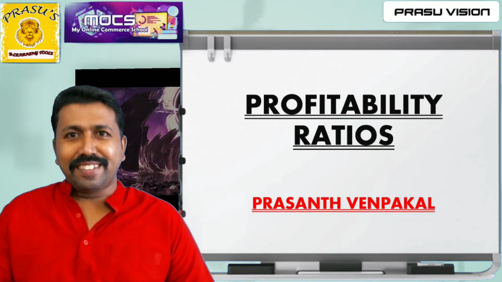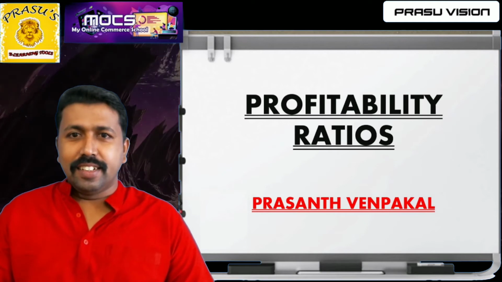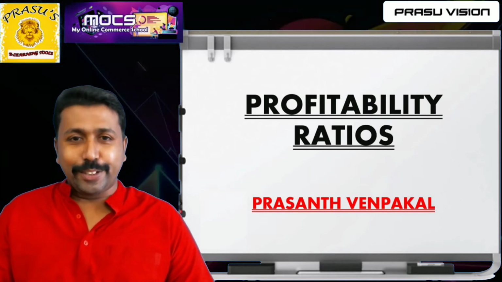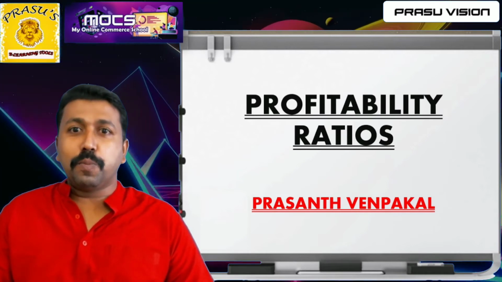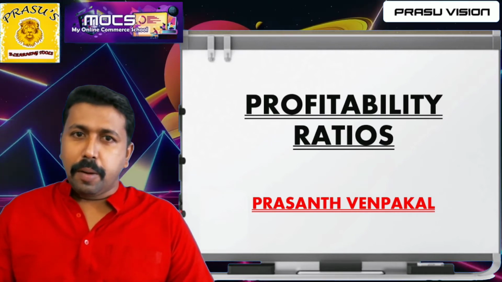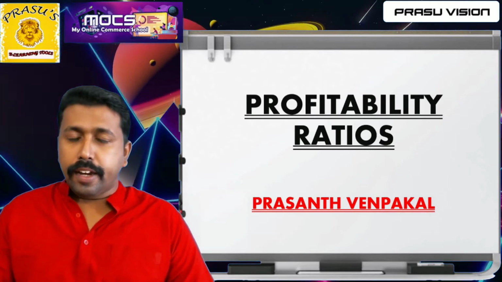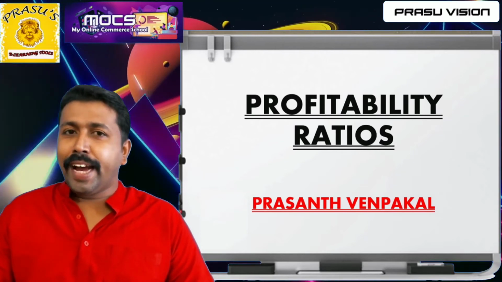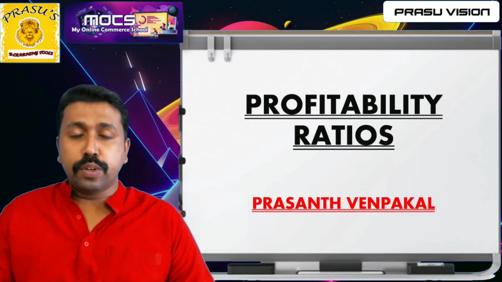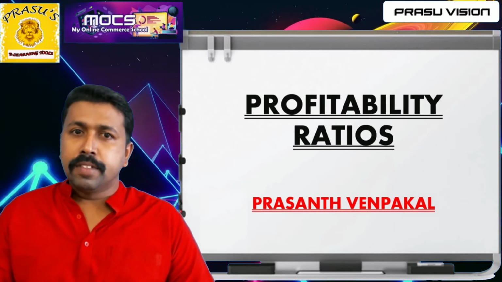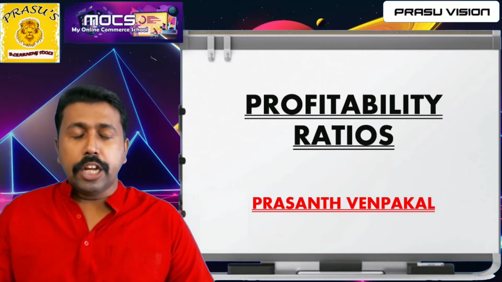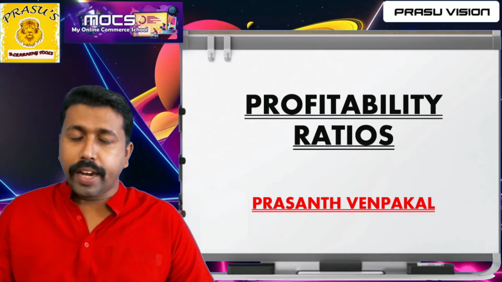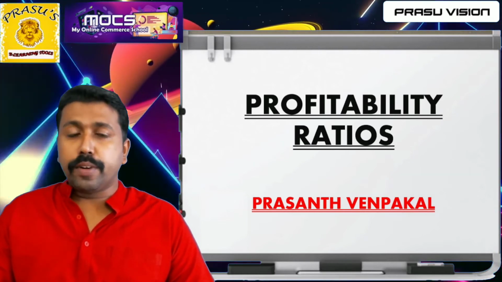Jai Hind, my dear students, we are moving to the last topic of accounting ratios, and today's topic is the calculations related to profitability ratios. I would like to recall what we have learned in the past few classes in the chapter. We have learned the first three categories of accounting ratios: liquidity ratio, solvency ratio, and activity or turnover ratio.